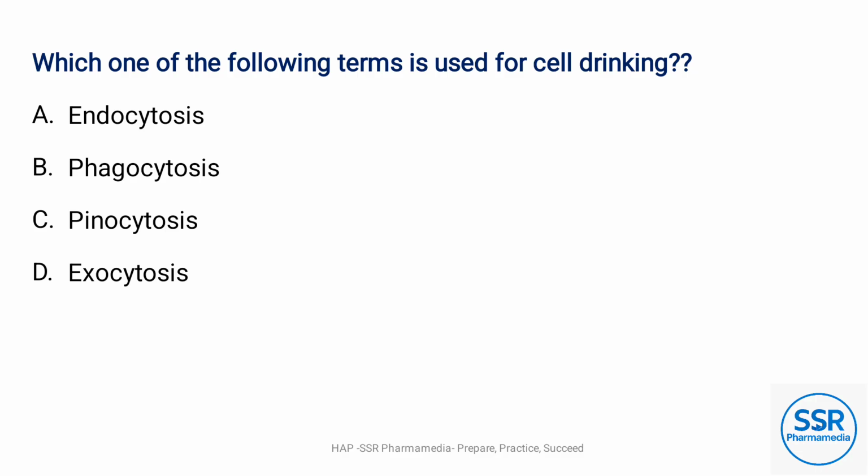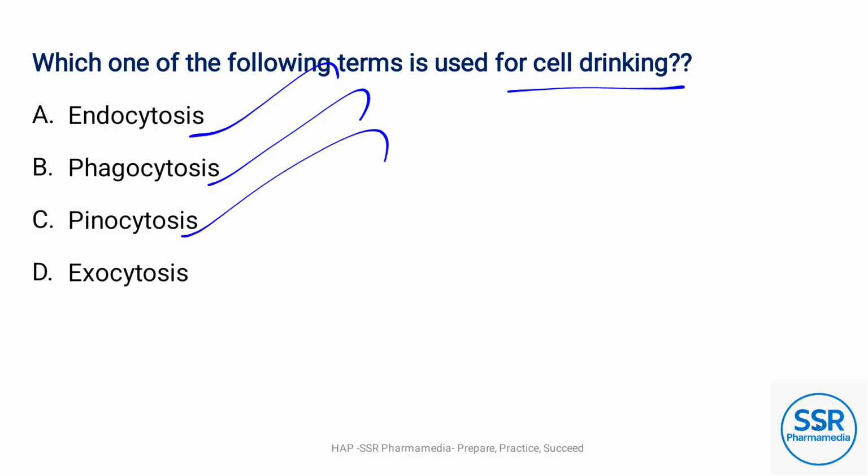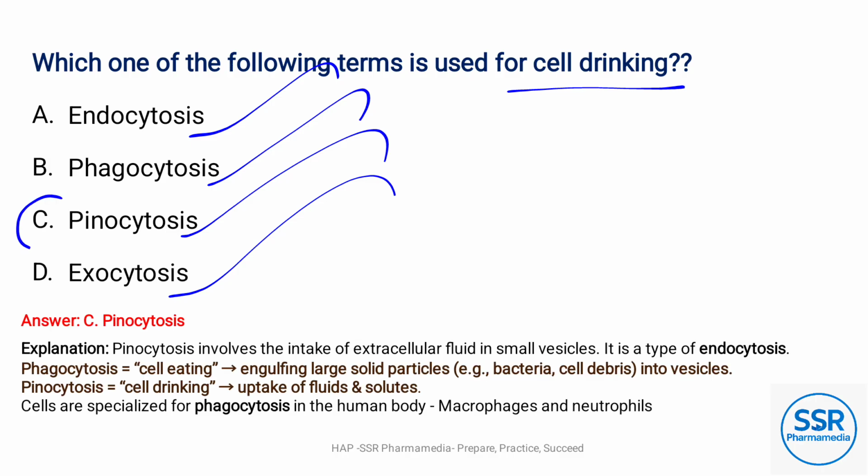Next question, which of the following terms is used for cell drinking? Option A, endocytosis; option B, phagocytosis; option C, pinocytosis; option D, exocytosis. So the answer is option C, pinocytosis. Pinocytosis involves the intake of extracellular fluid in small vesicles. It is a type of endocytosis.